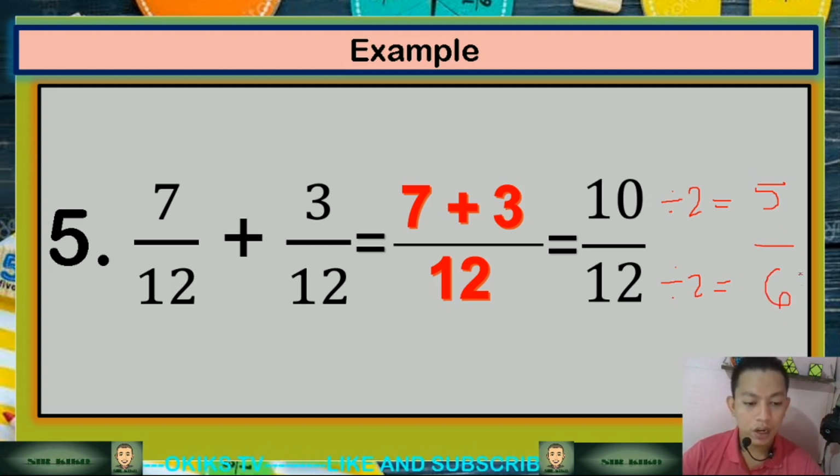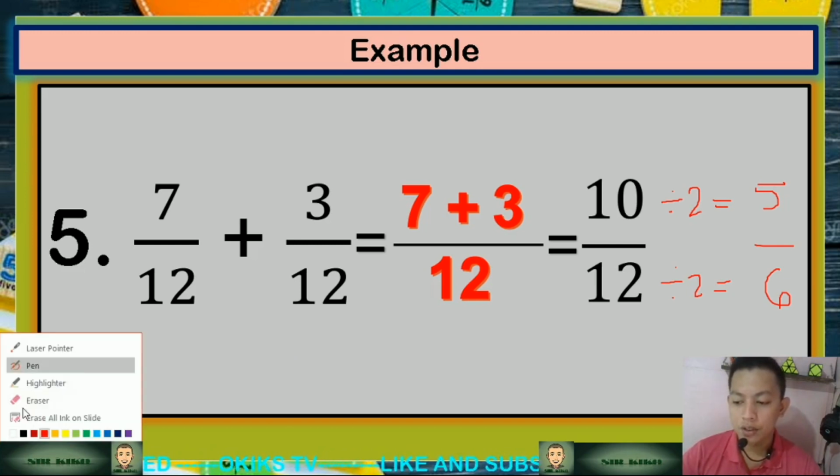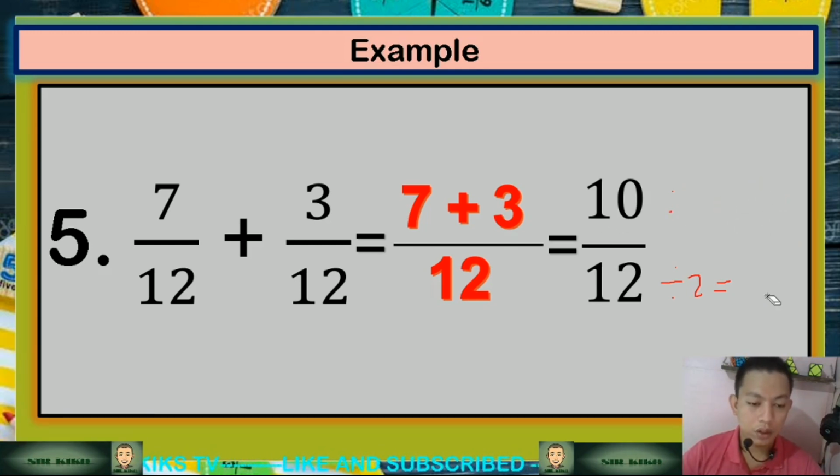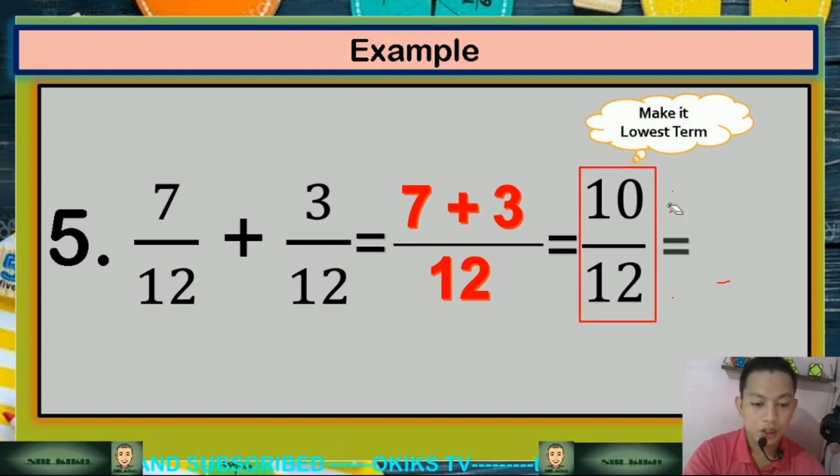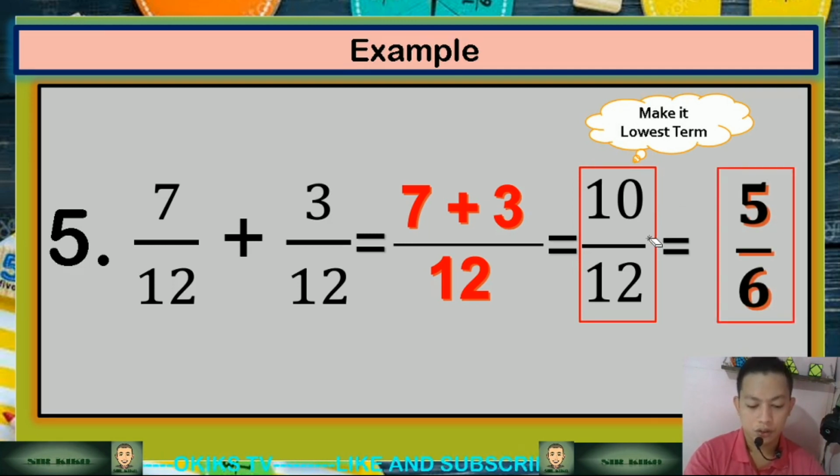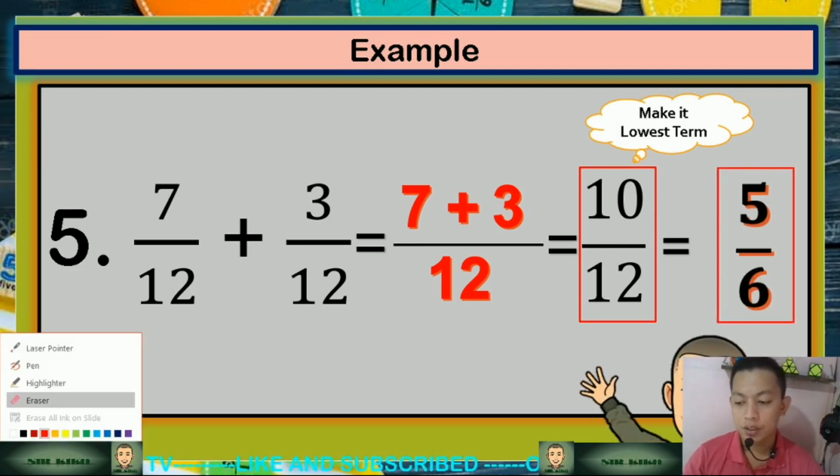So is there any common factor again in 5 and 6? If none, that would be your final answer. So your final answer is 5/6. Okay, so that would be your final answer.